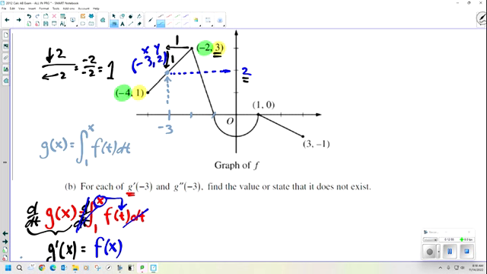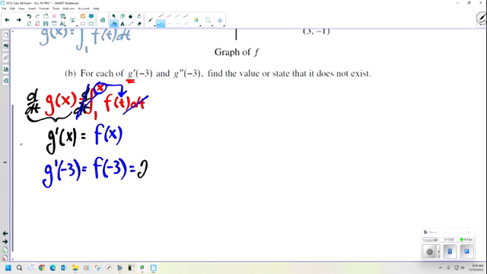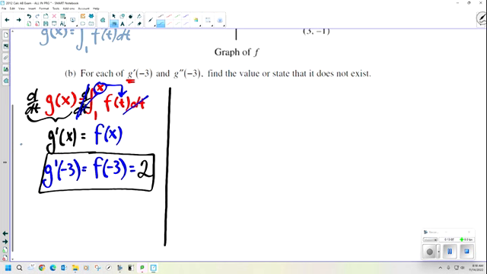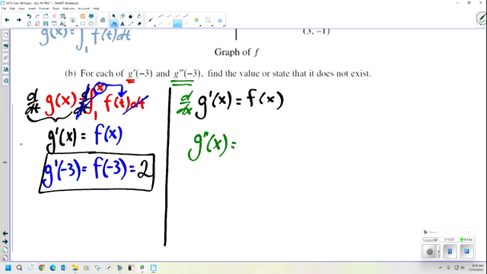So there are ways to algebraically calculate that, but the answer is still 2. Okay? 2. G prime of 3 is 2. Now, if we know g prime of x is just f of x, well, now I got to take the derivative of this to get g double prime of x. If I take the derivative of one side, I'm going to take the derivative of the other, and yes, that gives us f prime of x. So the second derivative of g is basically the first derivative of f.